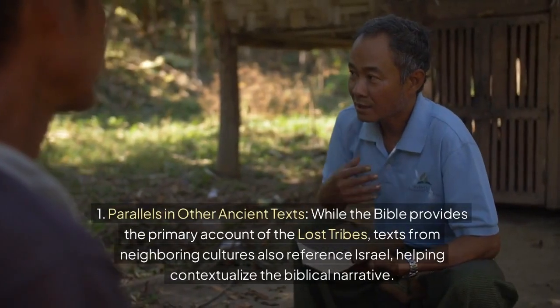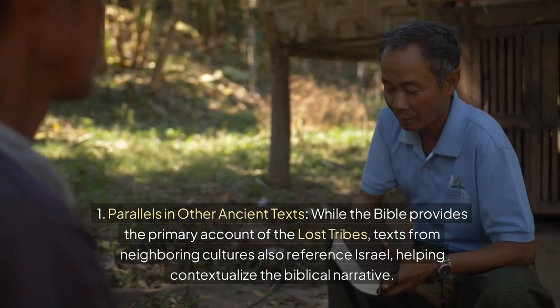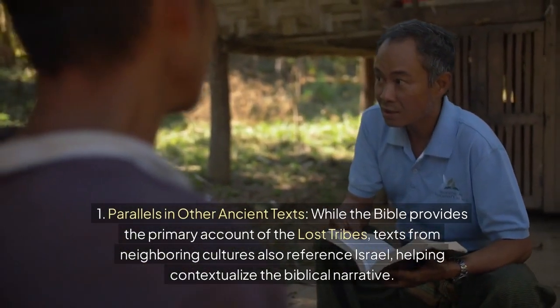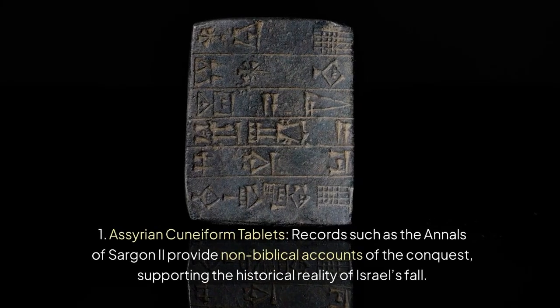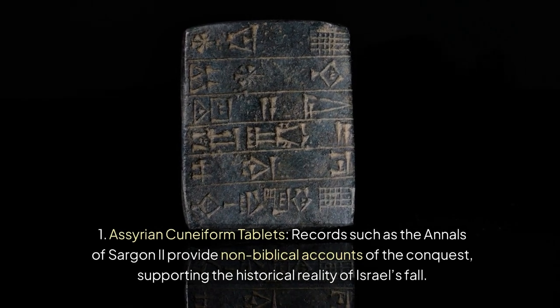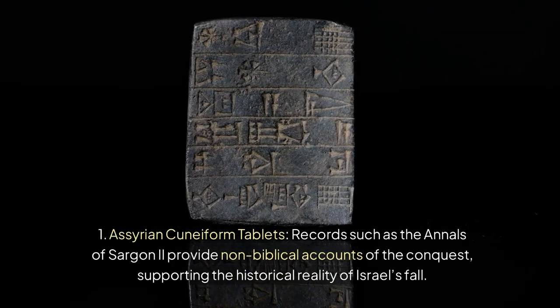Parallels in other ancient texts. While the Bible provides the primary account of the lost tribes, texts from neighboring cultures also reference Israel, helping contextualize the biblical narrative. Ancient Assyrian records. Assyrian cuneiform tablets: records such as the Annals of Sargon II provide non-biblical accounts of the conquest, supporting the historical reality of Israel's fall.